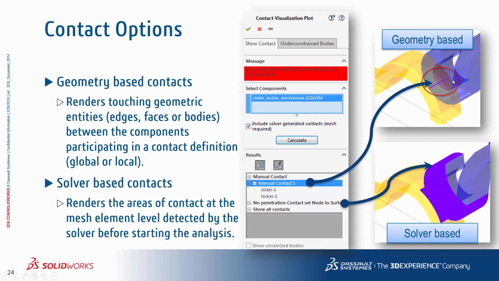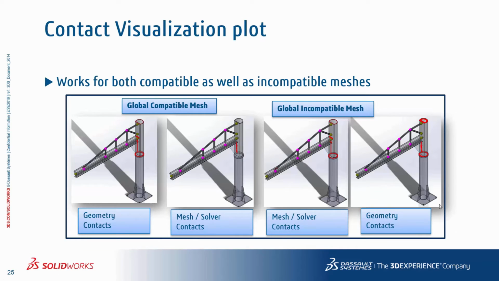However, when I look at the same contact definition by running the solver-based contacts, it renders the areas of contact at the mesh element level detected by the solver before starting the analysis. So you can see that the solver-based contact detection is totally different from the geometry-based. It actually shows us the projected area of interest that's going to be used for calculation purposes. The contact visualization works really well for both compatible as well as incompatible meshes.